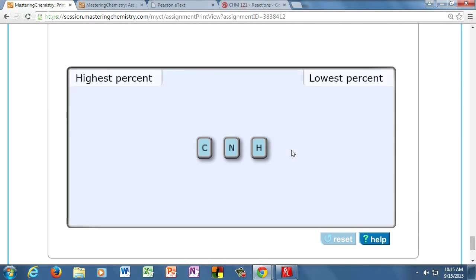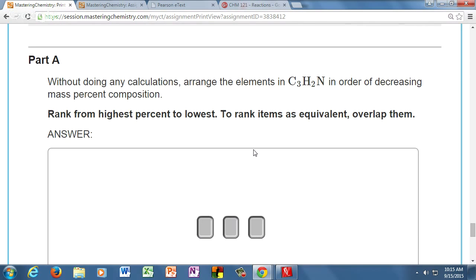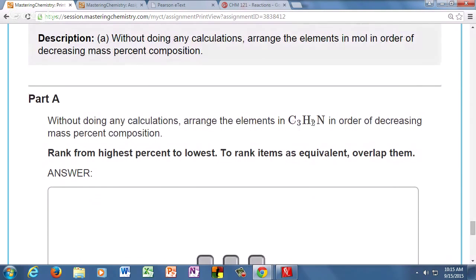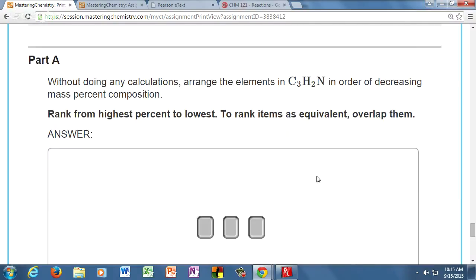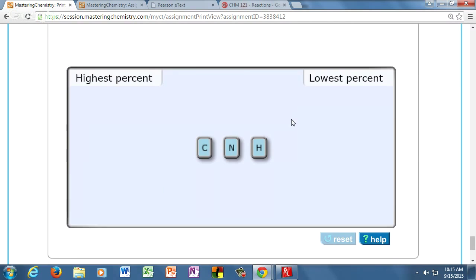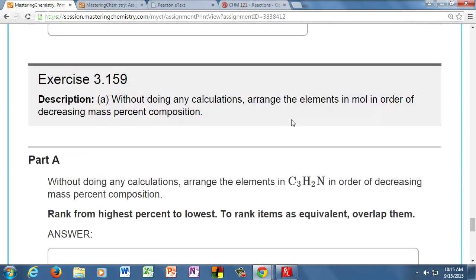Right. So C, N, and H, because you can see here that we know C and N are right next to each other, so they're only off by a couple. And if there's 3 carbons for every 1 nitrogen, it's going to be much higher mass percent of carbon, as you said. And then, of course, hydrogen has a much, much smaller mass, so that would be the lowest. All right, good quiz.